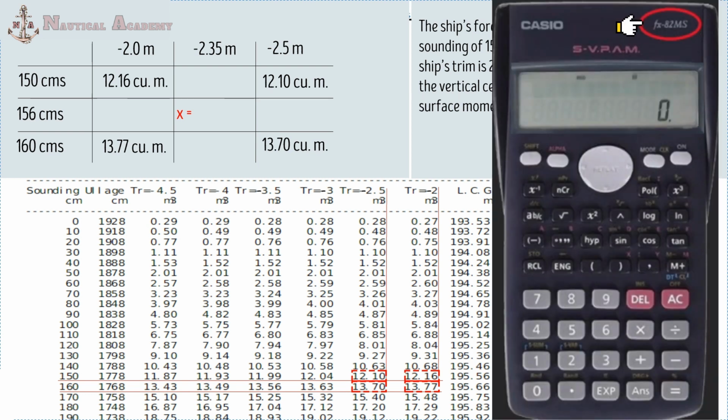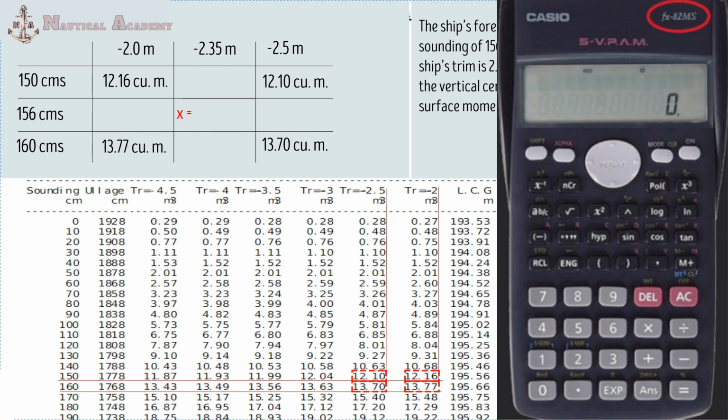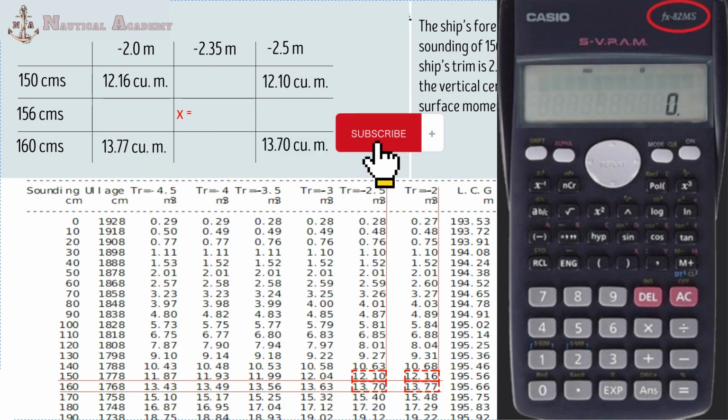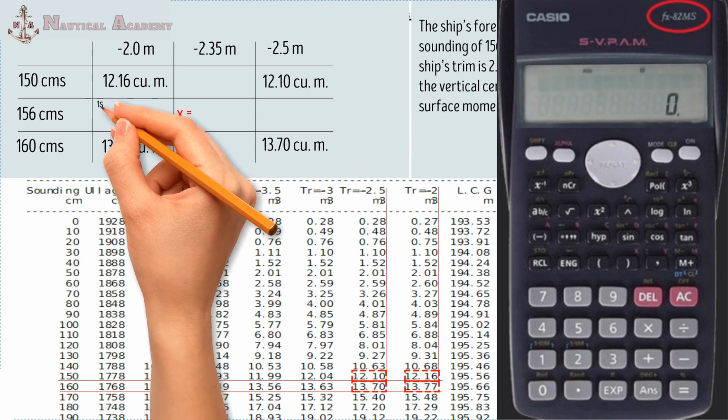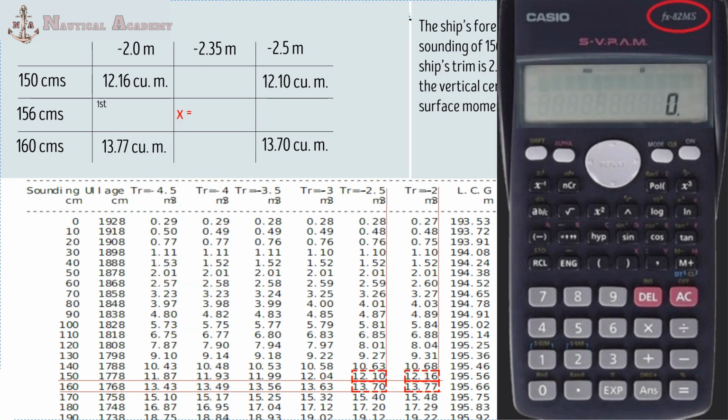I choose to use the FX82MS and the FX991ES Plus scientific calculators so that you can choose which procedure is appropriate to your existing calculator. I will use the FX82MS first. So we have 3 interpolations in order to determine the exact volume of the ballast water. First, we will determine the volume for the sounding of 156 centimeters, at a trim of -2.0 meters.